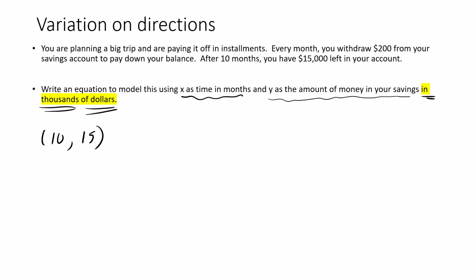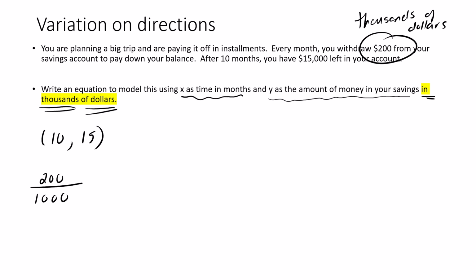Now, where this might trip you up is when you go to look at the amount you're withdrawing, that also needs to be in thousands of dollars, and it's not. So for that, you might need to take the 200 and divide that by 1,000 to figure out how many thousands that is. And so that would be 2 over 10 or 0.2 or 2/10. And so your slope in that case would be negative 0.2.